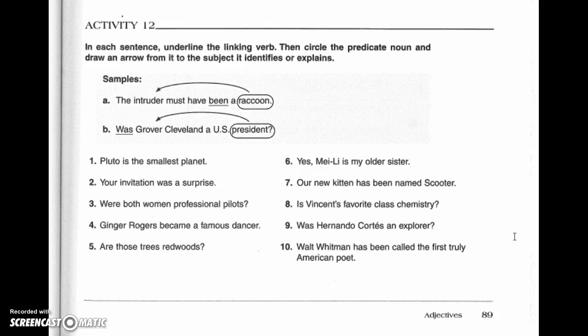And here's activity 12. The 10 examples that you're going to do ask you to underline or write out the linking verb, then circle the predicate noun and bring an arrow back to the subject it identifies. This is our last activity for lesson 9, which is adjectives. If you have to break it into two chunks of work, that's fine, because I know it's a lot of new terminology and a lot of new skills for you. Okay, this ends lesson 9.